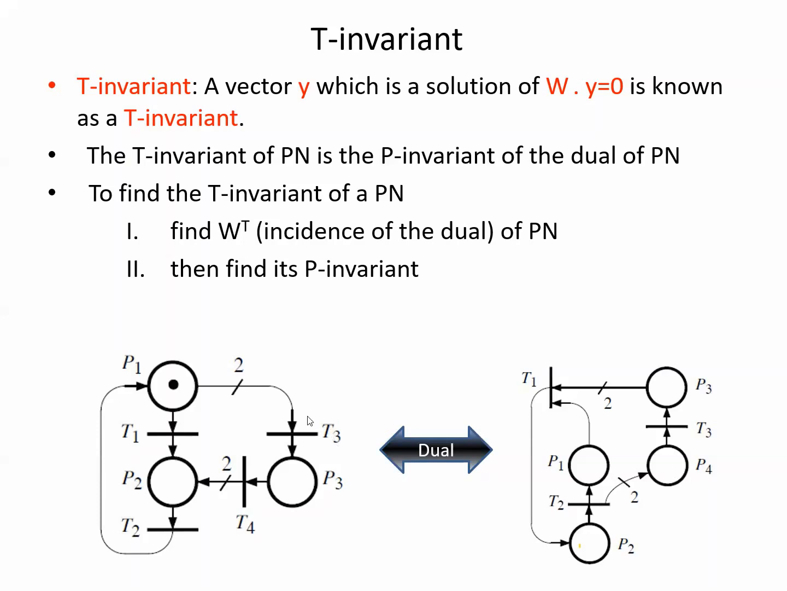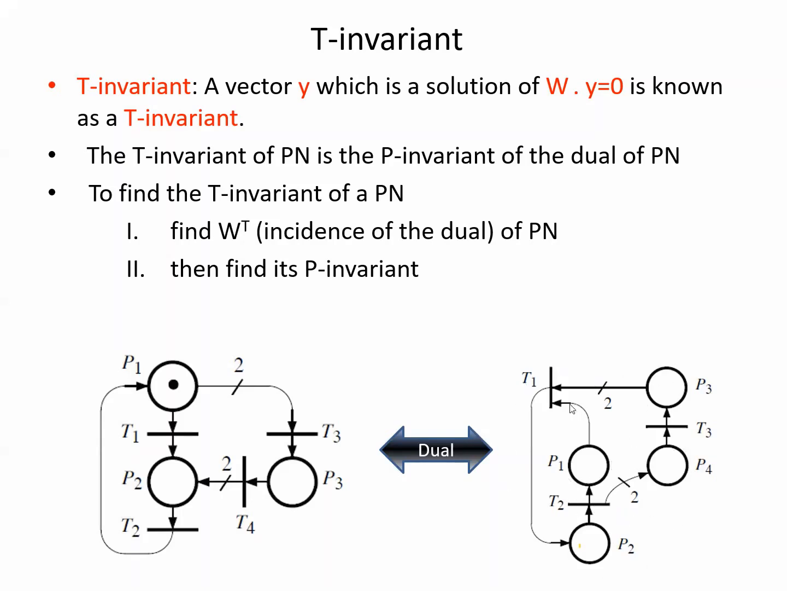Then the third step is to reverse all the directions of the arcs. You see that P1 is connected to T3, so there is a directed arc from P1 to T3. Now there will be a directed arc in the dual Petri net from place P3 to transition T1, with the same arc weight. This is how you obtain the dual of a Petri net.